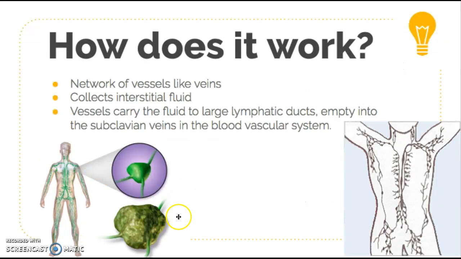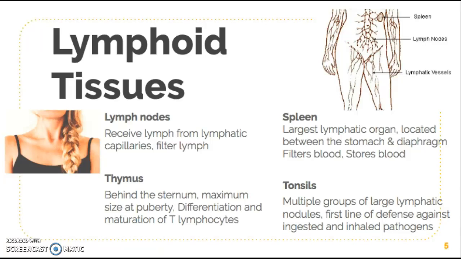Okay, so how does this all work? There's a network of vessels that are like veins in your lymphatic system that is going to collect this interstitial fluid, and then the vessels carry that fluid to these large lymphatic ducts, which empty into the subclavian veins, and then it goes back into the blood vascular system. So eventually we return all that fluid to where it needs to go in the blood.